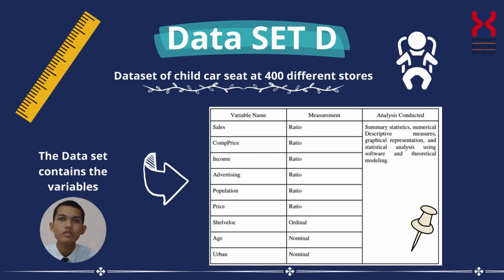I'm matric A2280213. Today I will present my part, the data description. The data given is the Carseats data set of 400 reference stores. This data set contains the variables as found in the table.